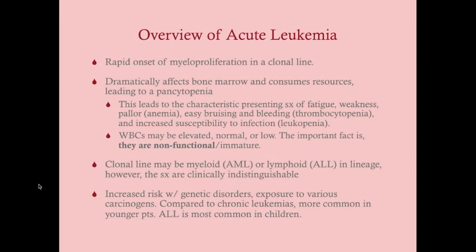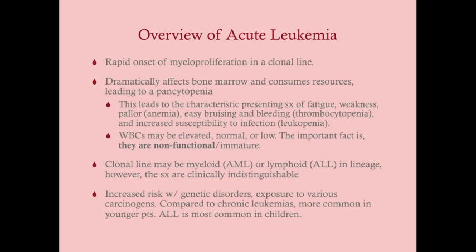As far as acute leukemia, there's always going to be an increased risk with genetic disorders and exposure to various carcinogens. Nuclear carcinogens tend to be the most commonly known. However, there are other carcinogens such as benzene, radiation, and other chemotherapeutic agents that can lead to acute leukemia. It's not uncommon for a patient to get chemotherapy for breast cancer or chemotherapy for brain cancer, and then they may be successfully treated for that cancer, but they wind up developing leukemia as a side effect of their chemotherapeutic.